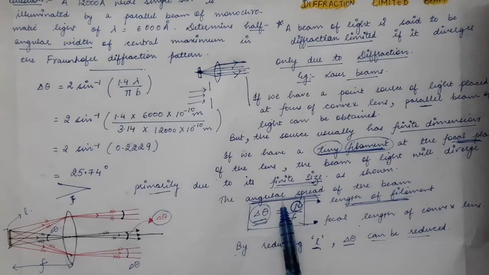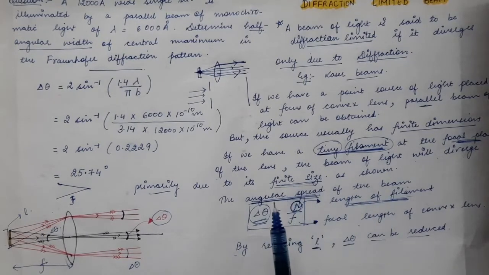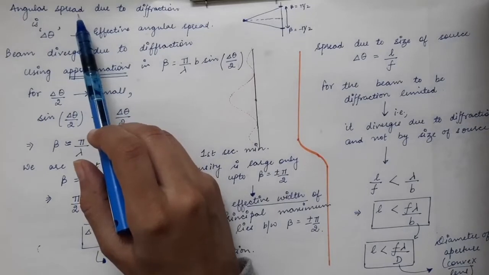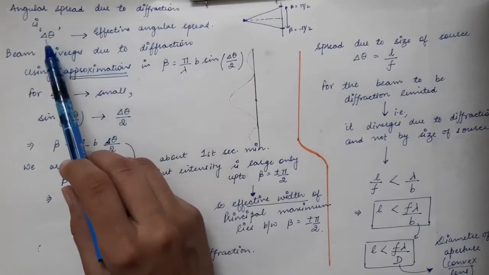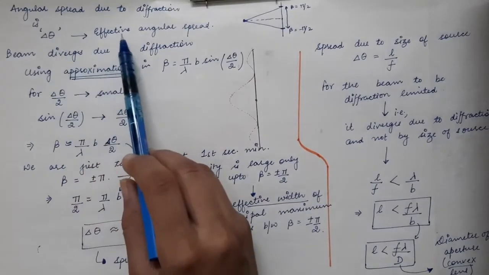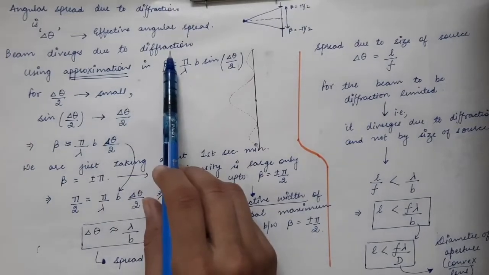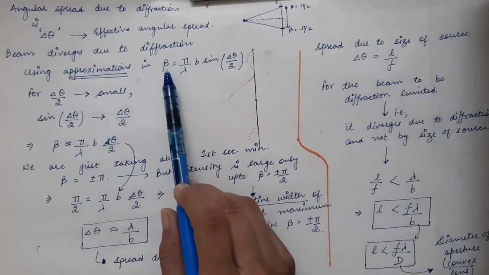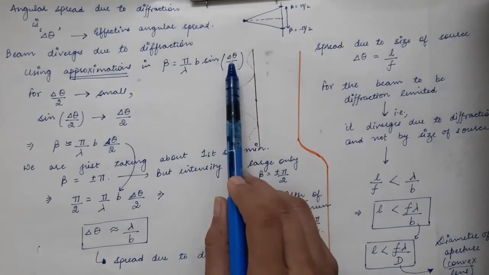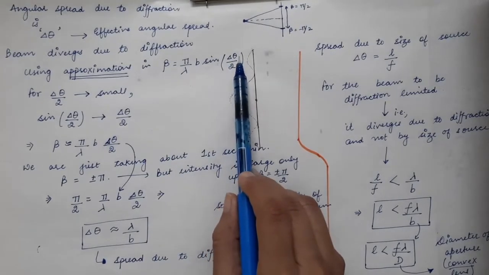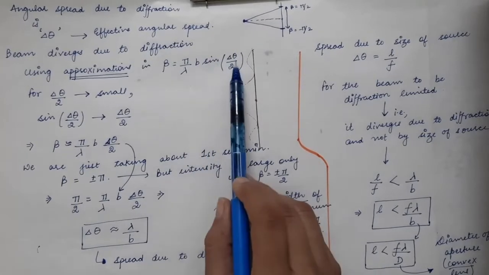Here we had found the angular spread of the beam due to the length of the source. Now we are going to derive the formula of the angular spread of the beam due to diffraction, because due to diffraction also the light beam will get diverged. We are going to find the expression of delta theta, which is the effective angular spread due to diffraction. We saw the formula of beta and delta theta, the spread of the beam due to diffraction, already.